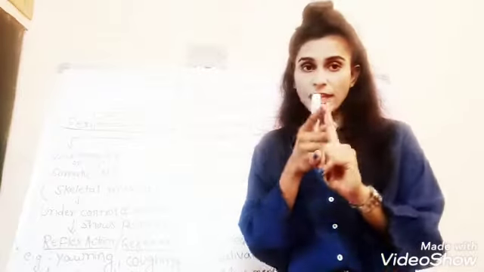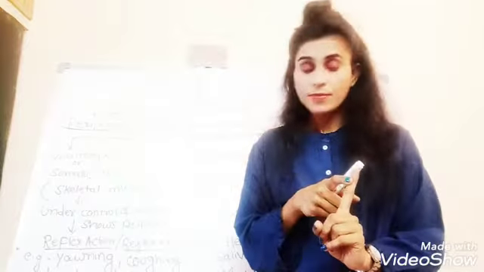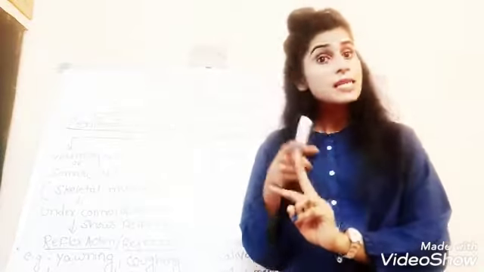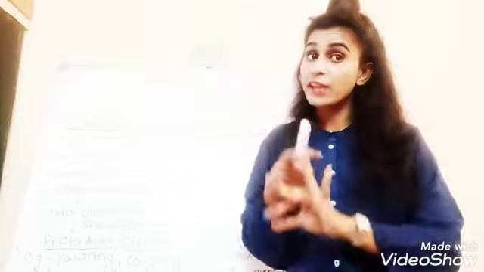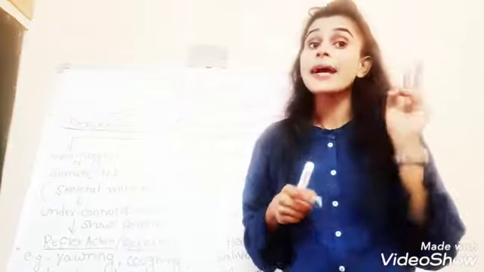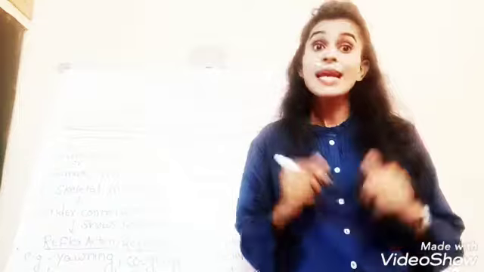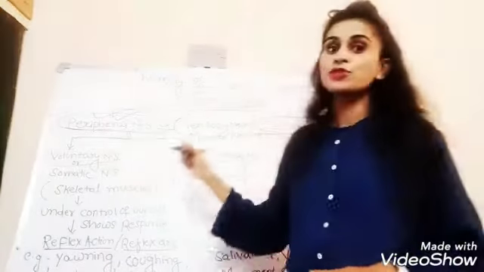Once again, the peripheral nervous system is present in the periphery of the body. Second point, it involves both the sensory neurons as well as the motor neurons. Thirdly, this peripheral nervous system is again divided into two types, that is voluntary nervous system and involuntary nervous system.